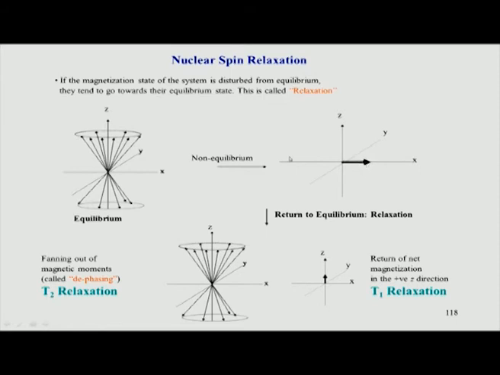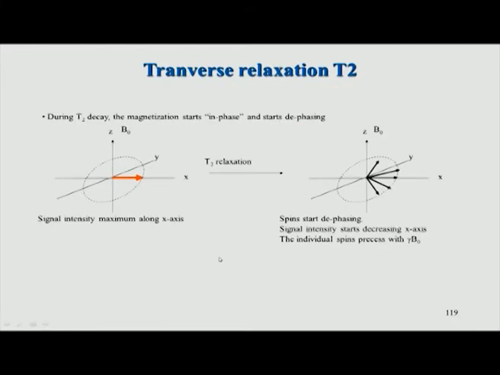So, they have to go back to this situation, because that is the equilibrium. This is called return to equilibrium, and we say it is relaxation. When it goes back, it has to achieve this position. This process, when it goes from here to here, is called T2 relaxation. We will see that in the next slide.